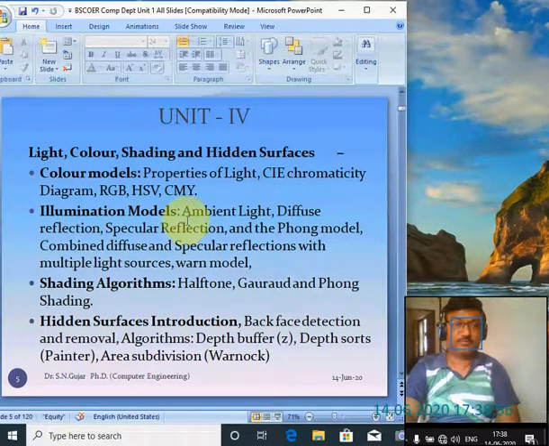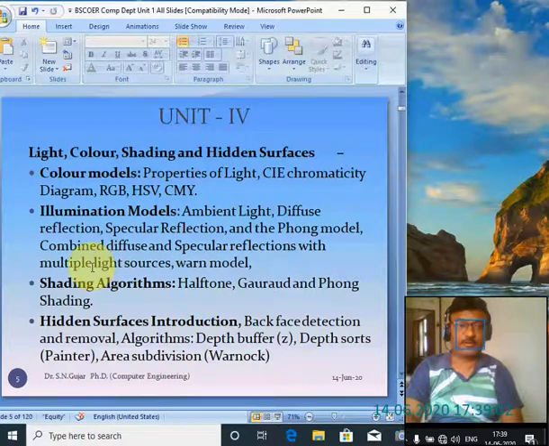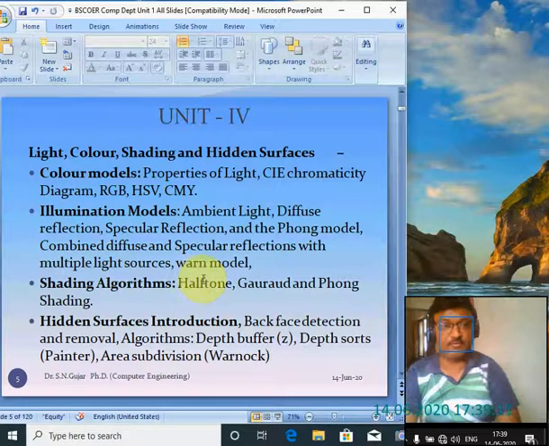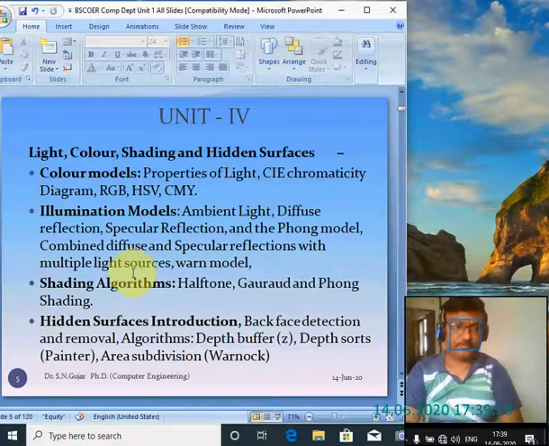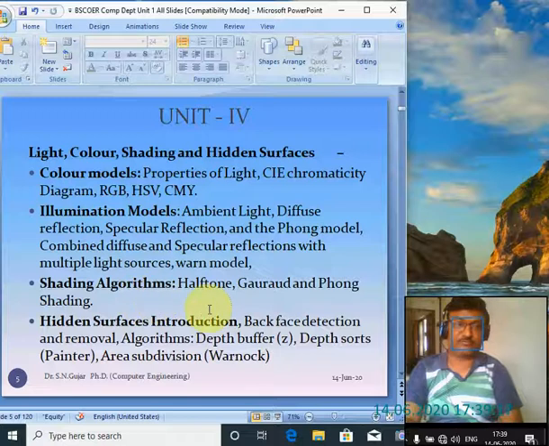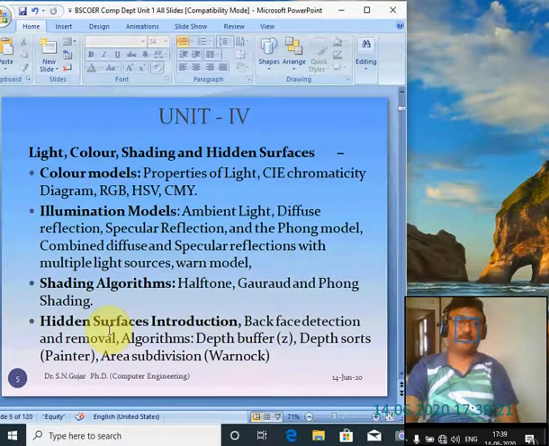Then illumination models: the ambient light, diffuse reflection, specular reflection and the fog model. So the illuminations we are going to learn. Combined diffuse and specular reflection with multiple light sources on a model. So these are the points we are going to learn in unit number 4. Shading algorithms, shading of any object: half tone shading, Gouraud shading and Phong shading. So these are the 3 algorithms we are going to learn.